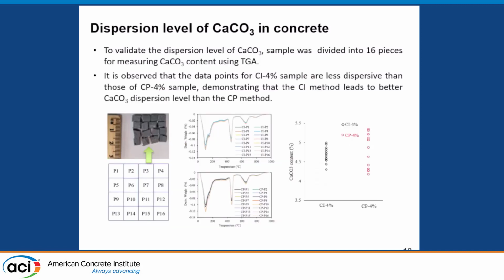We also divided our specimens into 16 pieces. For each piece, we ran TGA to calculate the calcium carbonate content. You will see that the Cp method shows bigger variations than the Ci methods, which again proves that the Ci methods lead to a better calcium carbonate dispersion level than the Cp methods.